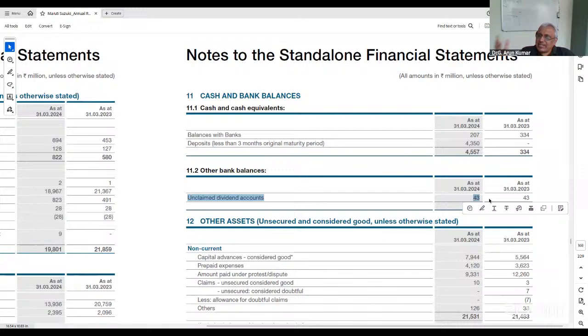When it becomes unclaimed, I have to hold it for a certain period, then I have to transfer it to RBI and so on and so forth. There is a rule for that. Let's not get into that.